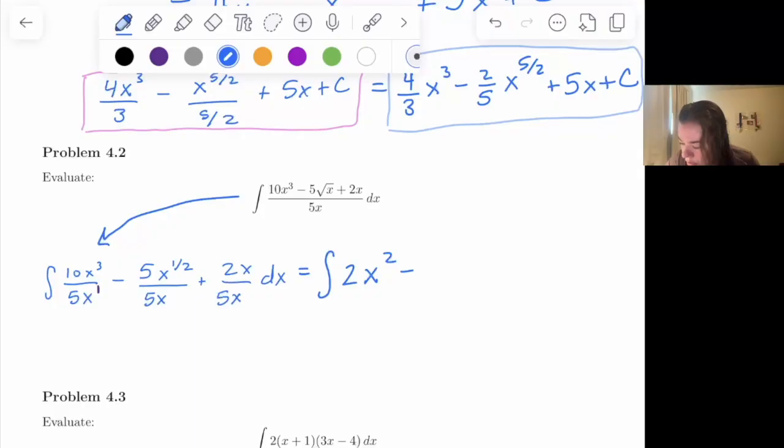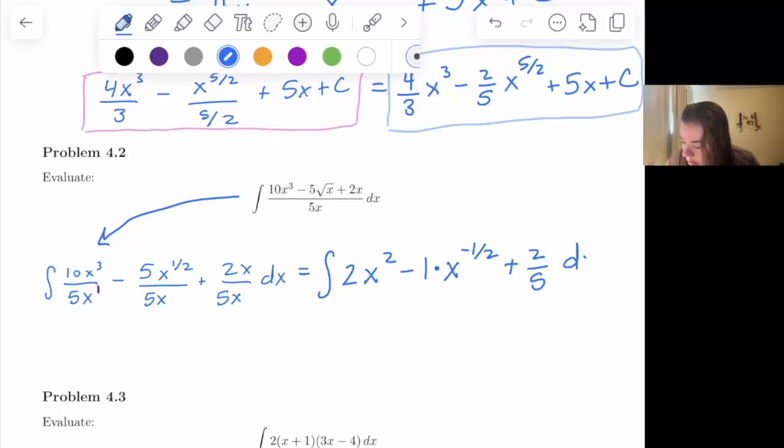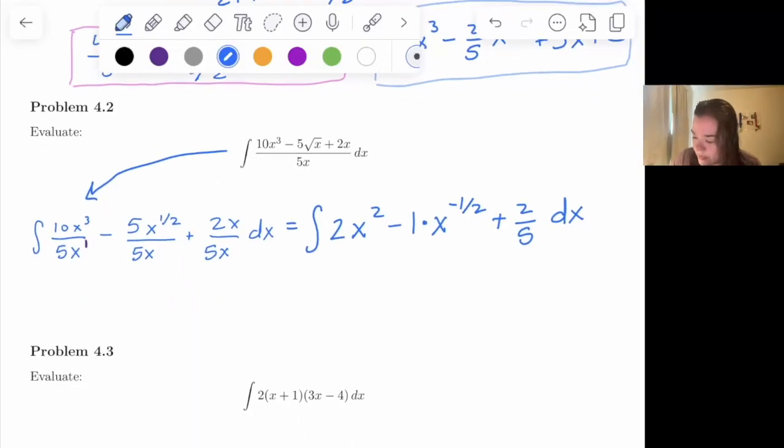Minus, let's keep going. Oh, there's a 1. 5 divided by 5 is 1. You could write the 1 or not. Subtract your exponents. That becomes negative 1/2. Right, I'm subtracting the exponents on those x's. And then the last term reduces to 2/5. All right, so now I am primed and set up to take my antiderivative.